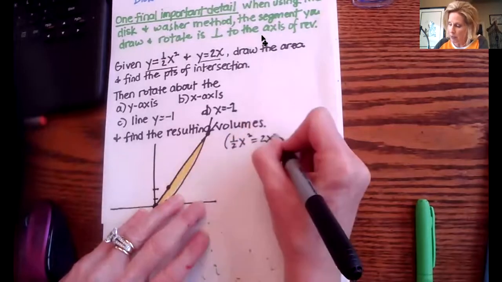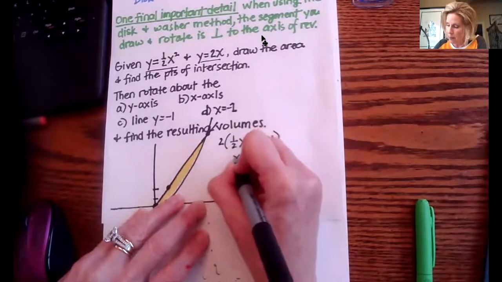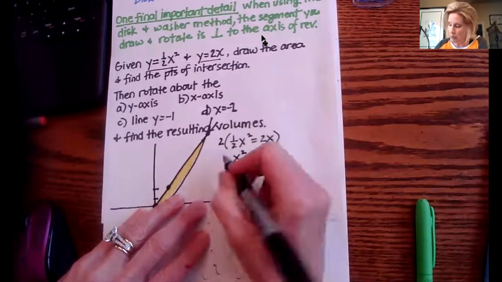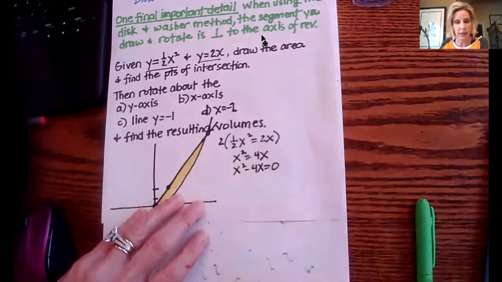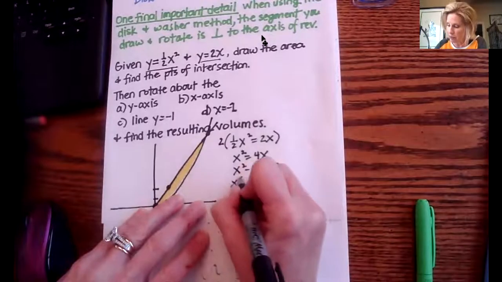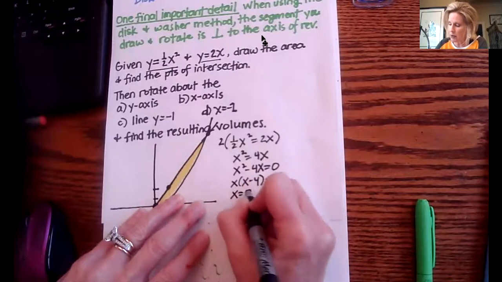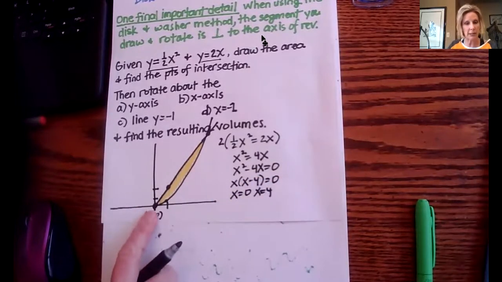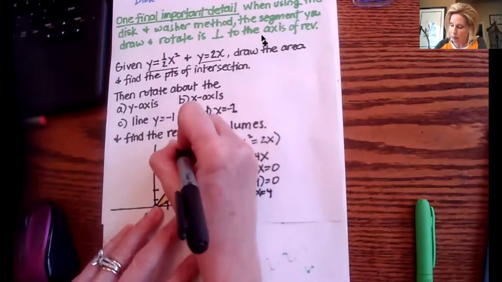Tell you what, I'm going to clear the fractions because I can. So let me multiply through by 2. I'm going to get x squared equals 4x. I know that when I solve any polynomial equation, I pull everything over to the left, 0 on the right. I'm going to factor. x equals 0, x equals 4. I knew one point of intersection was at x equals 0. So this other point of intersection is at x equals 4.